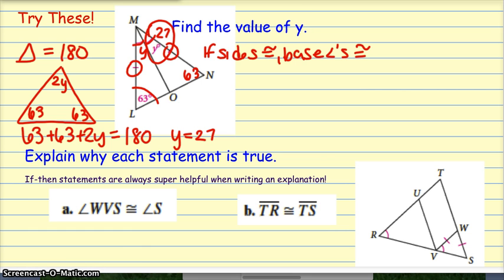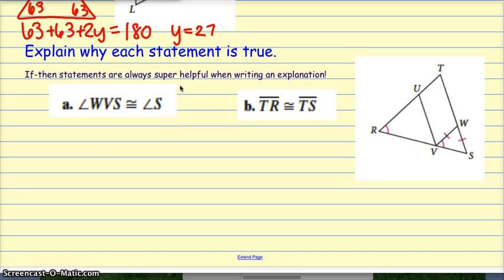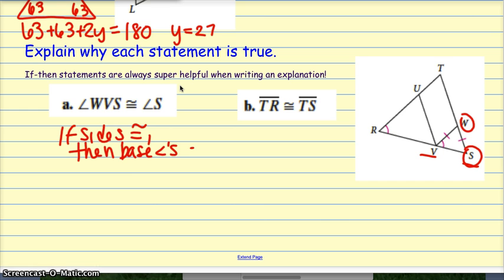Explain why each statement is true. If-then statements are always helpful, but let's just work with it as we need to. It says explain why angle WVS is congruent to angle S. Well, if sides are congruent, then the base angles are congruent. So because those sides are congruent, I know that angle WVS must be congruent to angle S.